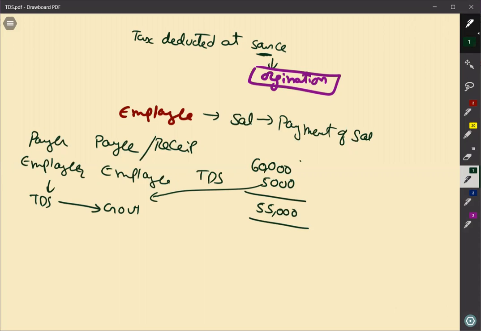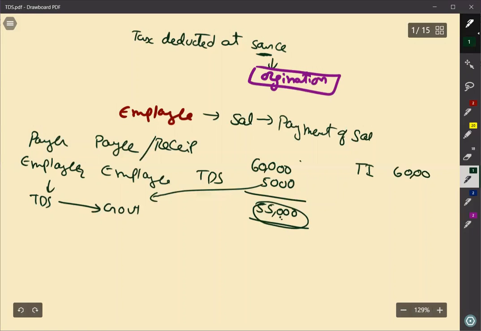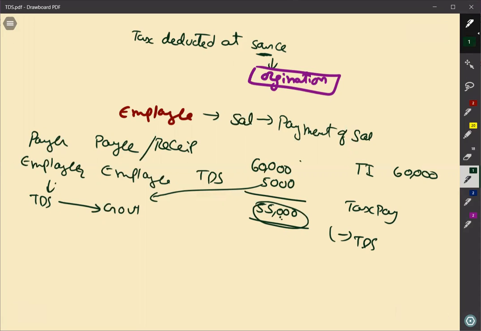So ultimately, how much amount is the employee receiving? 55,000. When we compute your total income, I should not consider your income as 55,000. I have to consider your income as 60,000 only. Compute the tax, then from the tax payable, I will reduce the TDS. Why? Already this TDS is paid by the employer to the government. So I will compute tax on the overall income, 60,000 into 12, 7,20,000.